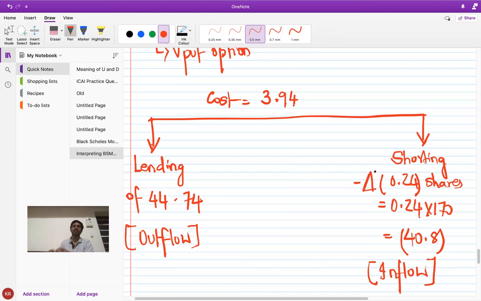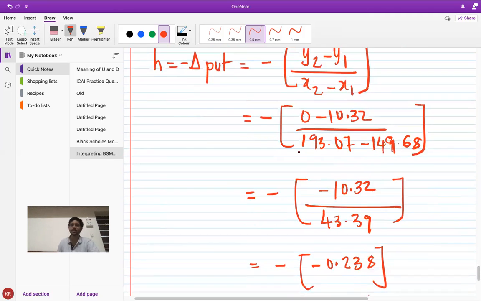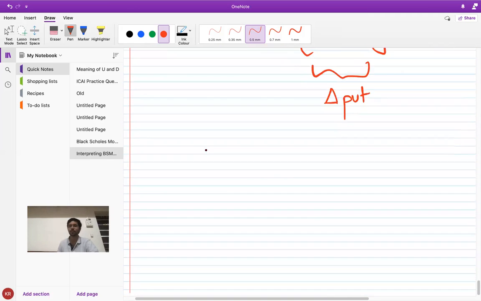You can't short negative shares, right? I mean, when you say shorting, you're selling 100 shares, you're shorting 100 shares. Similarly, we are writing over here, we're shorting 0.24 shares, but the delta of a put option is minus 0.24, and that is the reason I'm saying shorting minus delta shares. So the cost of a put option has lending of 44.74 and it has shorting of minus delta shares. All right, so H is equal to minus delta in case of a put option.